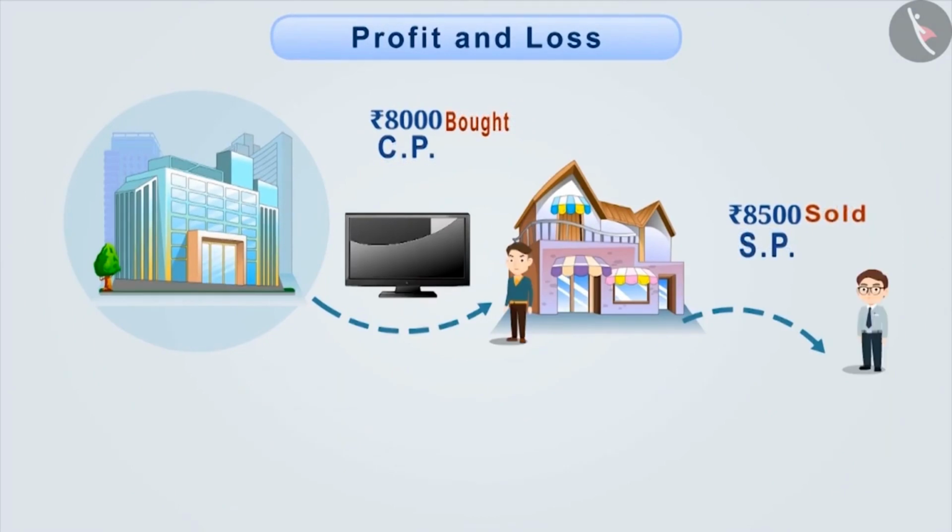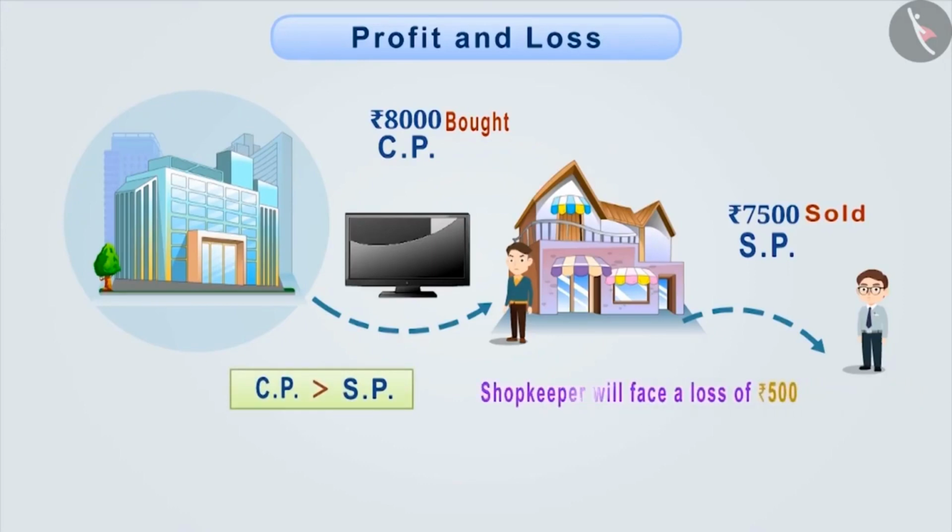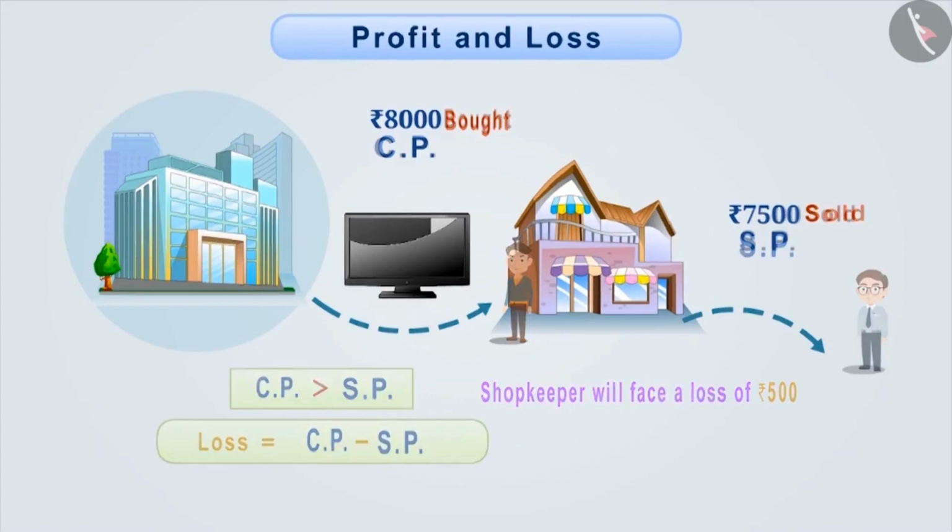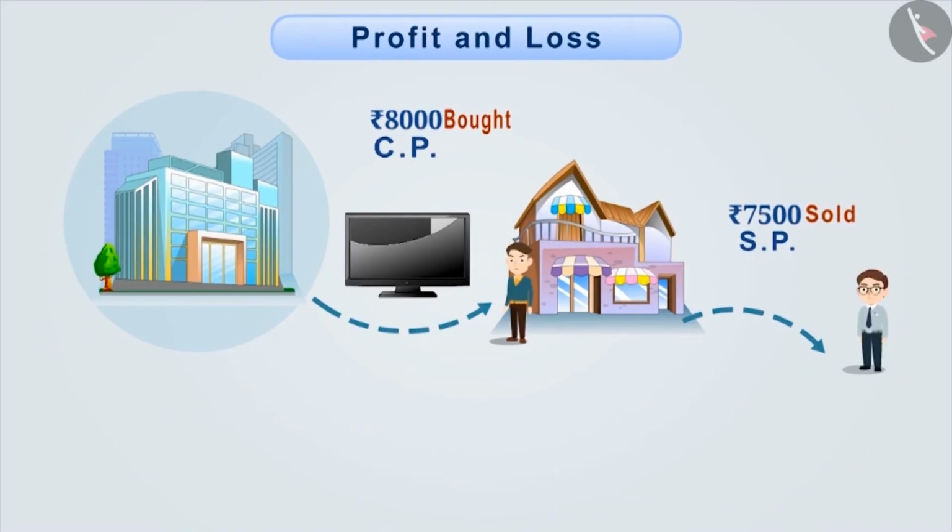Now suppose the shopkeeper had to sell the television which he purchased for Rs 8,000 at the price of Rs 7,500 for some reason. In this situation, the shopkeeper cannot make a profit because the selling price is less than the cost price. In such a situation, there will be a loss of Rs 500 to the shopkeeper. In this way, if the selling price is less than the cost price, then loss is equal to cost price minus selling price.